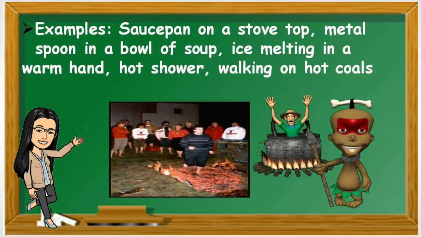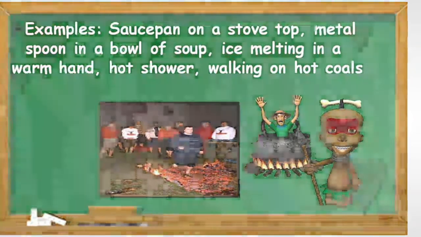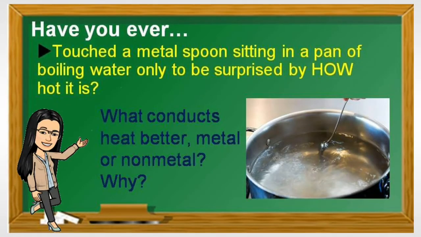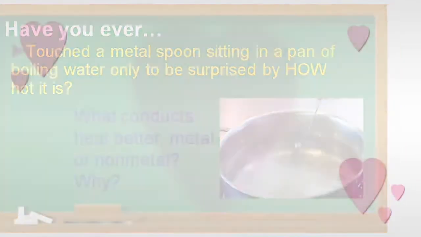Let's have some examples here. A saucepan on a stove top, metal spoon in a bowl of soup, ice melting in a warm hand, hot shower, and walking on hot coals. Have you ever touched a metal spoon sitting in a pan of boiling water, only to be surprised by how hot it is? What conducts heat better? Is it a metal or non-metal? Then why? If your answer is metal, then you are right, because metals are good conductors.